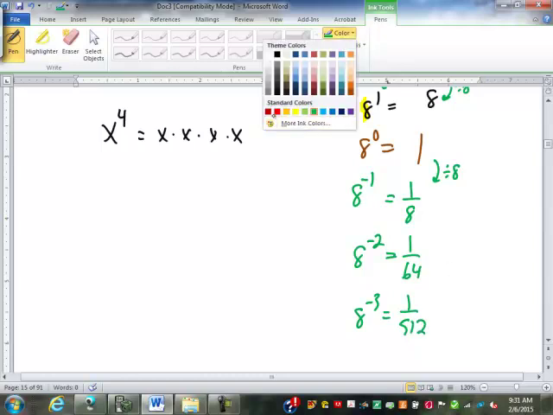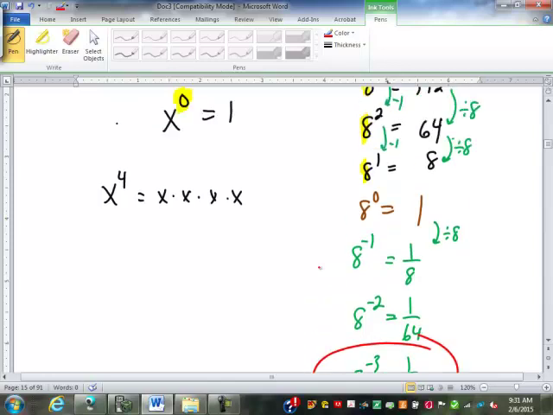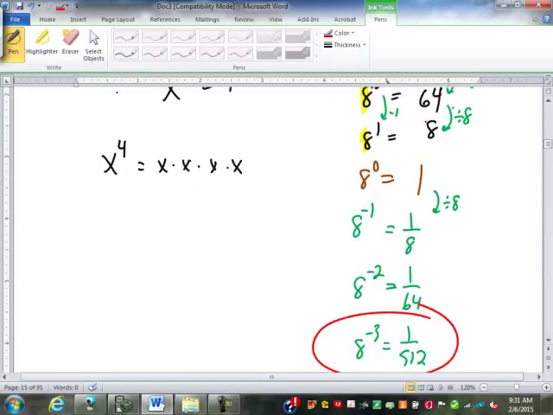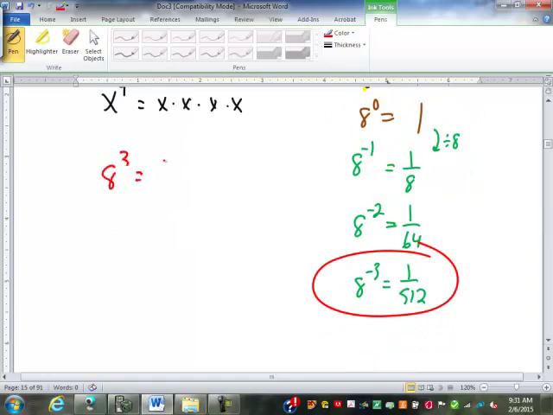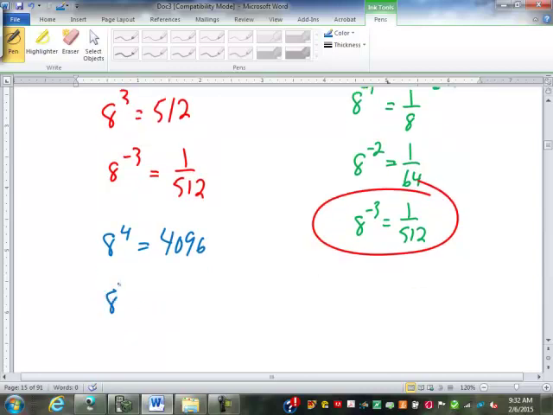You might be noticing a pattern here. If you look at 8 to the power of negative 3, 8 to the power of positive 3, 8 to the third is 512, 8 to the negative third is 1 over 512. So if I were to tell you that 8 to the fourth is 4,096, any guesses what 8 to the negative 4 is going to be? 1 over 4,096. So the negative power is just a reciprocal. 8 to the power of negative 4 will be the reciprocal of 8 to the power of 4. Just 1 over.